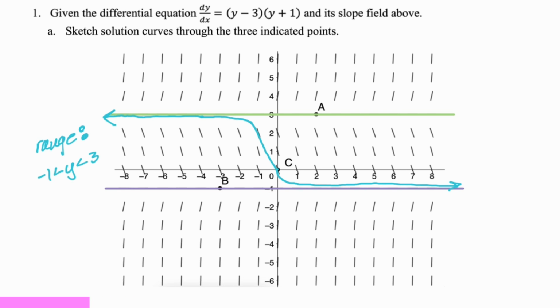It's important to realize the range for this solution is -1 to 3, and you will never get to -1. You will never get to 3, because if you did, then the slope would become 0 and you would never change again. All right, let's take a look at part B.